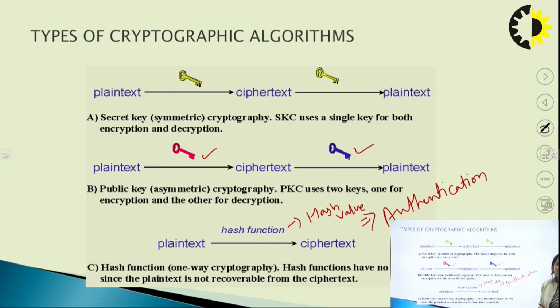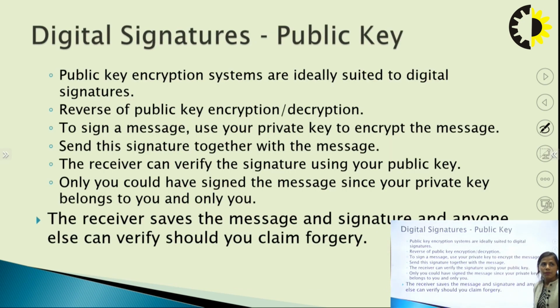So in this, we are not using any key. We are just transforming our plain text into ciphertext, which is not recoverable. For example, once we have converted our plain text into the ciphertext, we can't convert the ciphertext back into the plain text. Using the hash value only, we can verify the particular values.